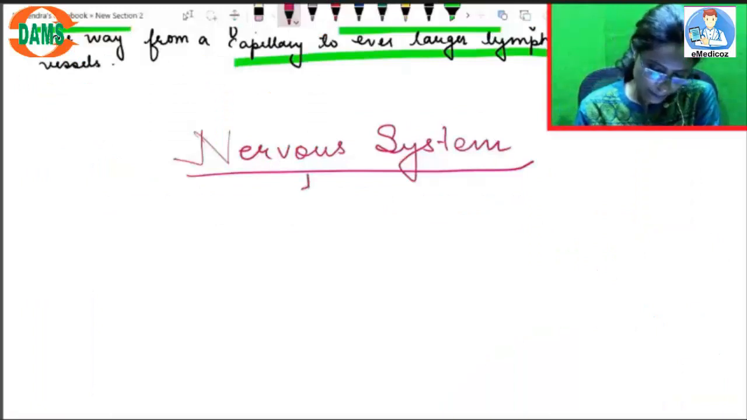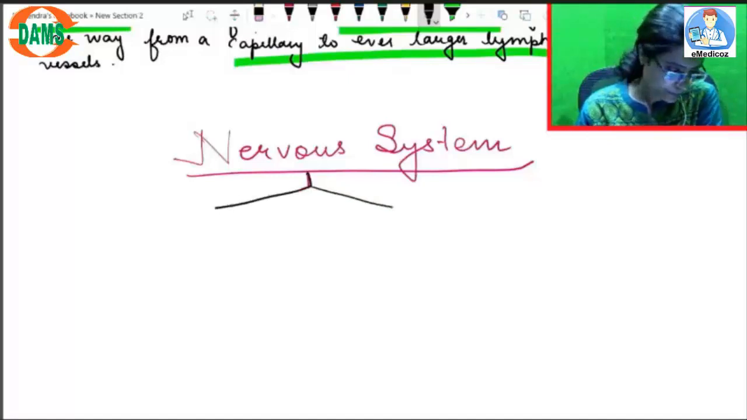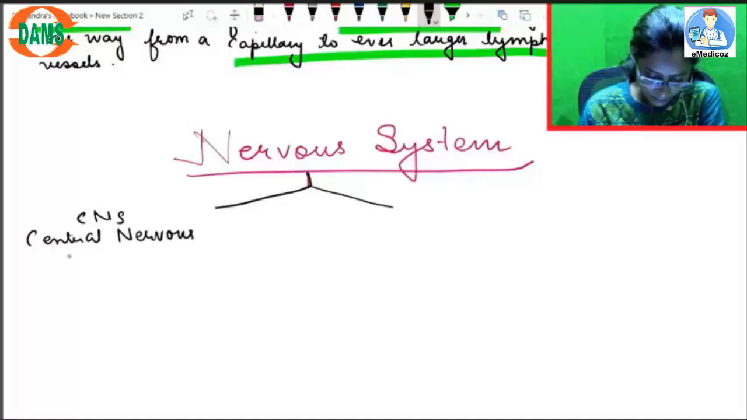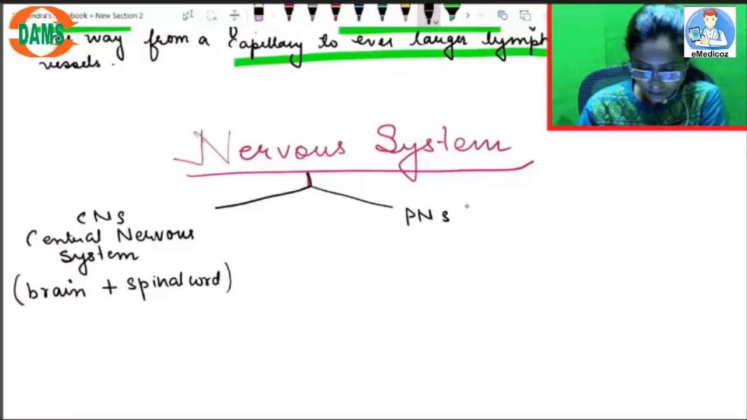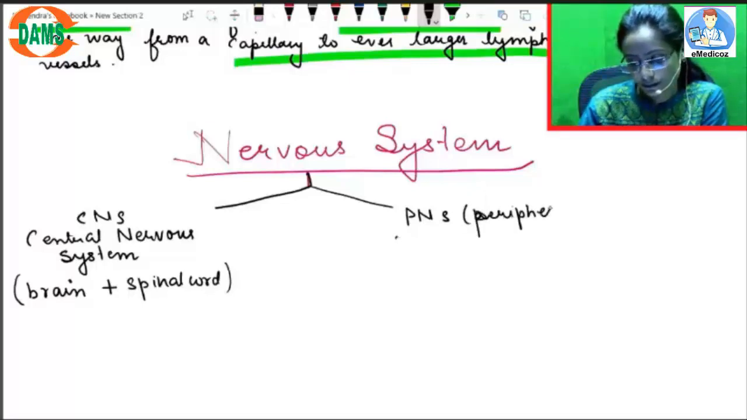Basically, it has CNS, central nervous system. This is comprised of brain plus spinal cord. The next is PNS. This is peripheral nervous system.